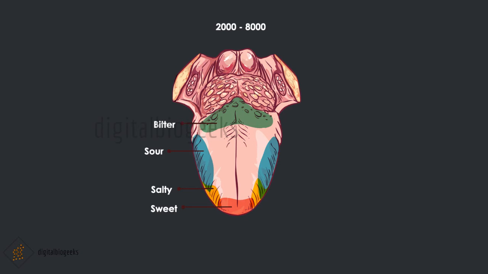The watery liquid secreted inside the mouth is called saliva. Our mouth has salivary glands under the tongue, on the sides and on the roof of the mouth. These glands secrete digestive juices along with saliva.